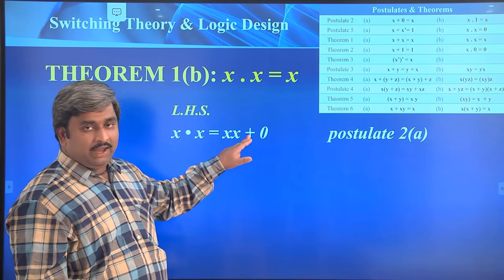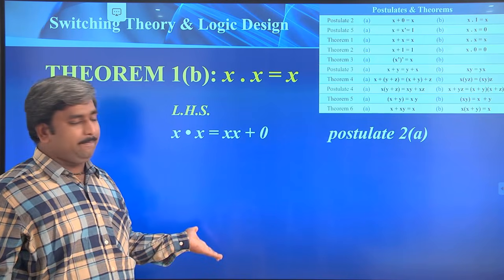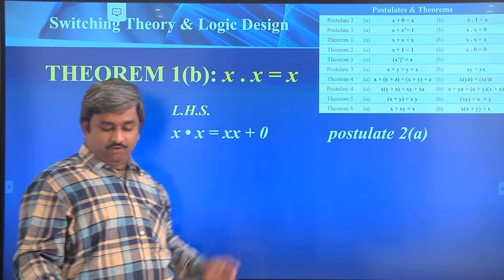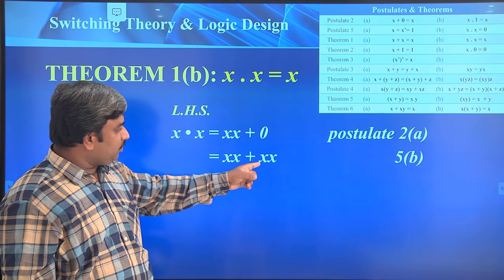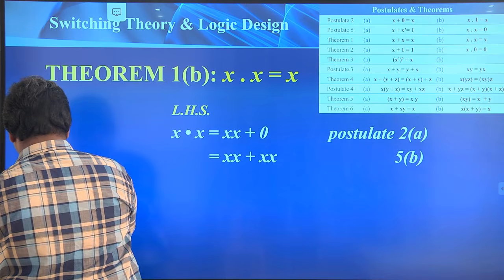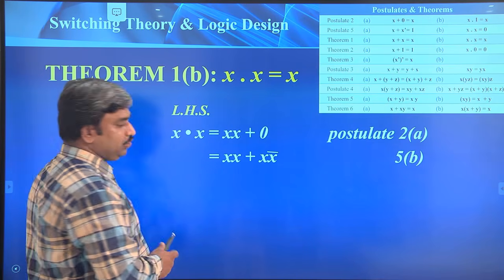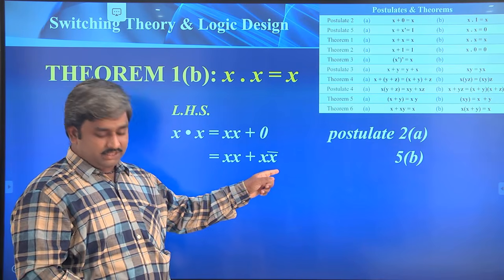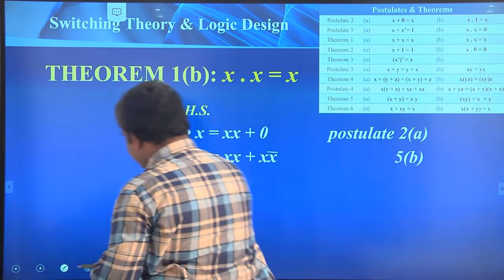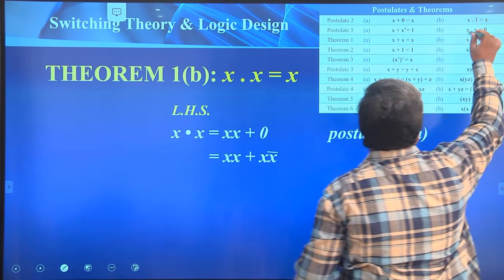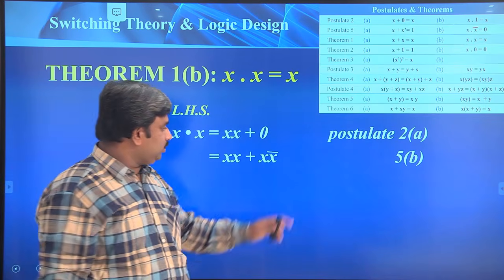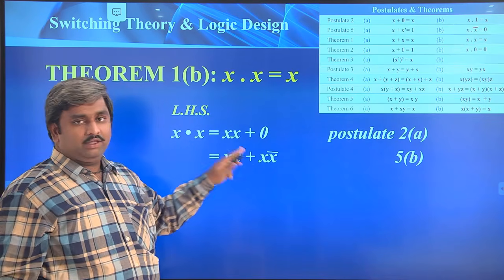If you are adding 0, nothing happens to the function. For that reason I have added plus 0 from the postulate 2a fact. Next, in the place of 0 I am writing x into x bar. That is from postulate 5b. So what is postulate 5b? From postulate 5b, x into x bar is equal to 0. From postulate 5b, I have written the function like this.